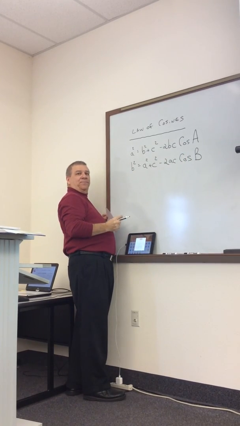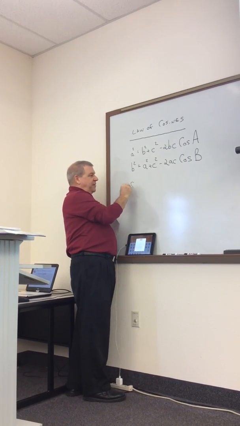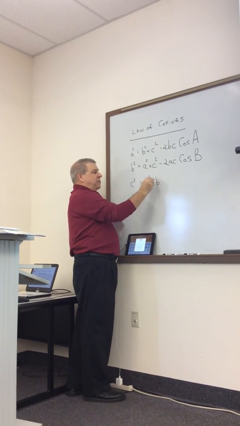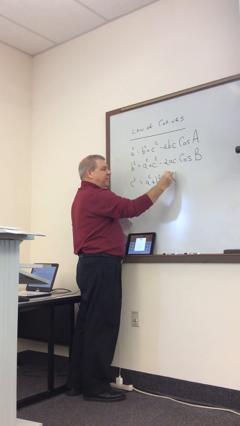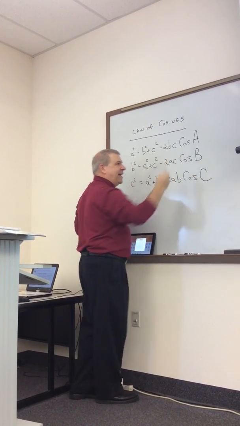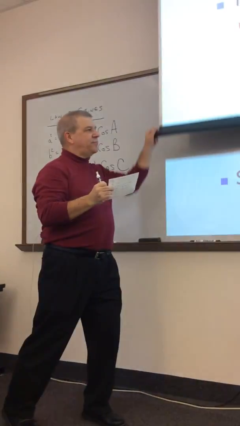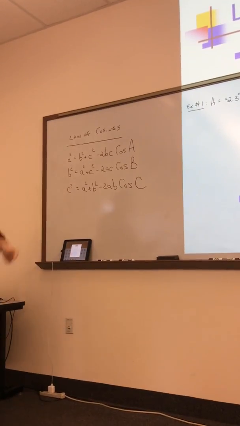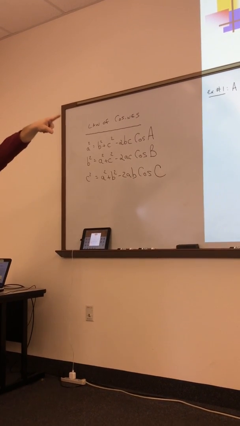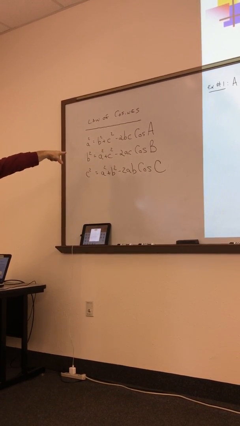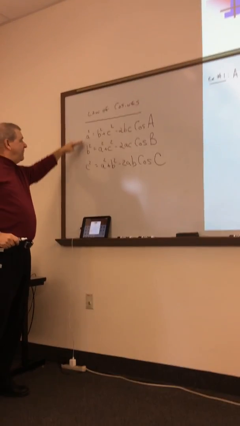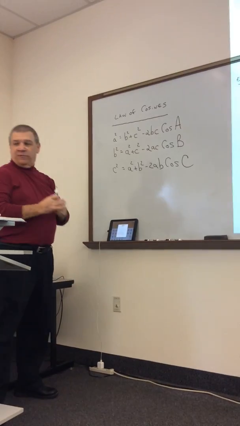There's another form. C squared equals the sum of the squares of the other two sides minus twice the product of those two sides times the cosine of the angle included between them. Now all them words up there, forget it. All them words translate to this. We just translated them into 3 formulas. There's 3 forms for the law of cosines.